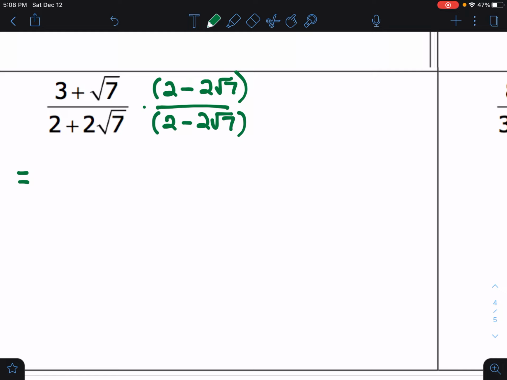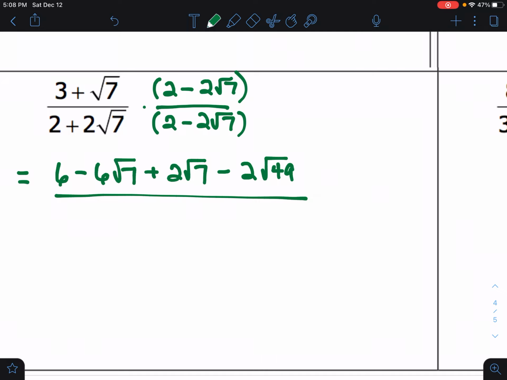So now on the top, we have to distribute everything. So I'm going to go 3 times 2, 6. I'm going to go 3 times negative 2 root 7 would be negative 6 root 7. Now I'm going to do square root of 7 times both of those. So this would be plus 2 root 7. And then square root of 7 times negative 2 root 7 would be negative 2 root 49.